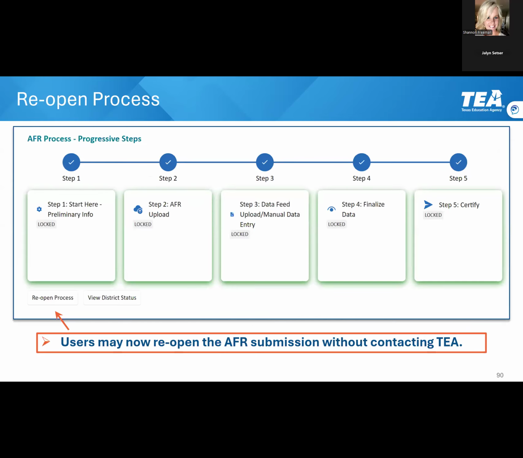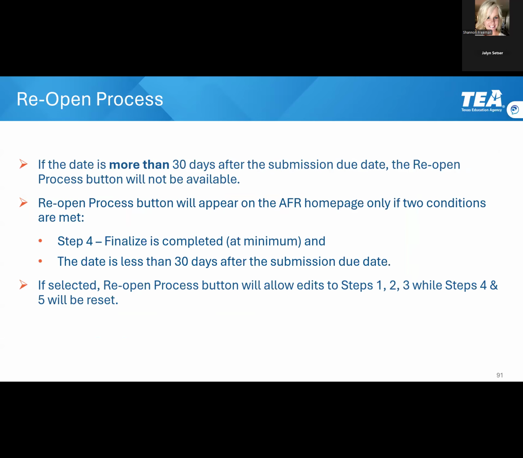I touched on this a little bit earlier, but you have the ability to reopen the AFR submission without contacting TEA. Typically we will allow you to reopen that AFR submission if it is within 30 days after that submission due date. This is a unique period. We have pushed the deadline for all schools for this fiscal year. So at this point, you may reopen that AFR submission through February 27th. So that is the final date.